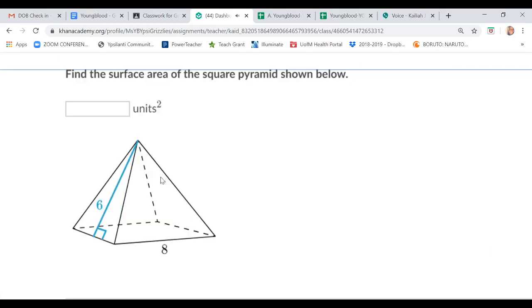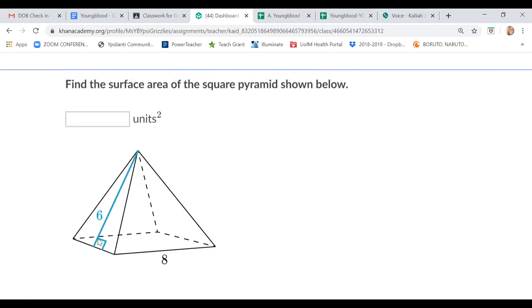Next question. Yay, they actually give us something where we can see. So again, we have another square pyramid. Because it says a square, we know all these sides are 8, just like we did in the last problem. So 8 times 8 gets us 64. So the area for that square down there is 64.